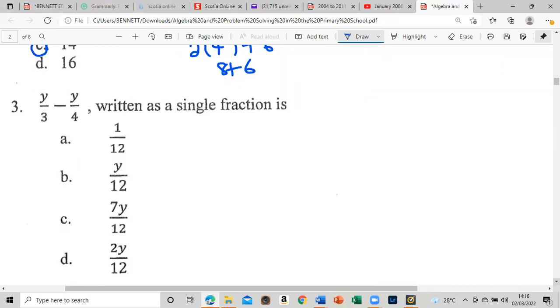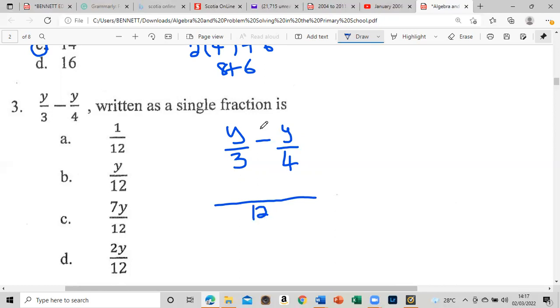Number 3 says y over 3 minus y over 4 written as a single fraction is. We have done so many of these on my channel, you guys need to go and check it out. Let's attack this now. This is what we call an algebraic fraction. We treat it like a regular fraction, except the numerator is algebraic. So find the lowest common multiple of 3 and 4, which is 12.